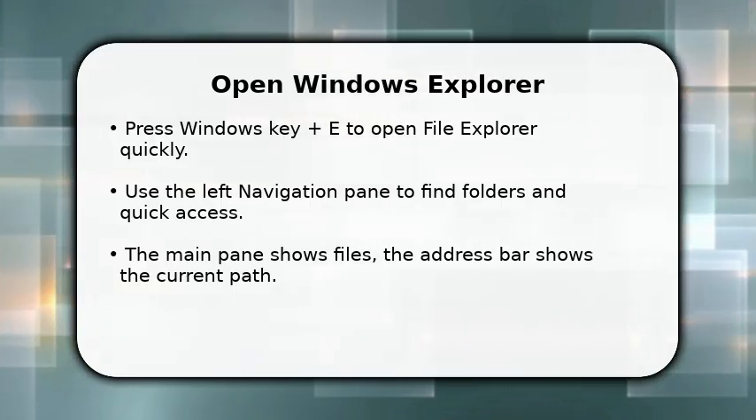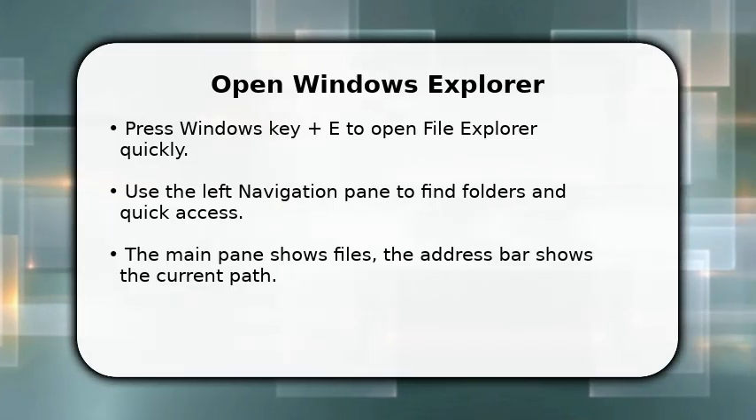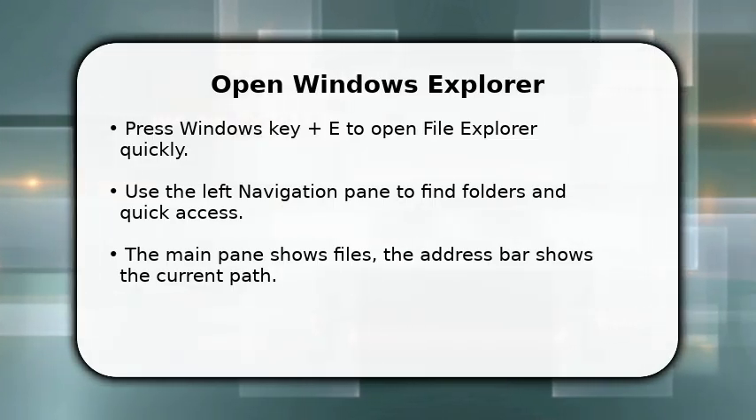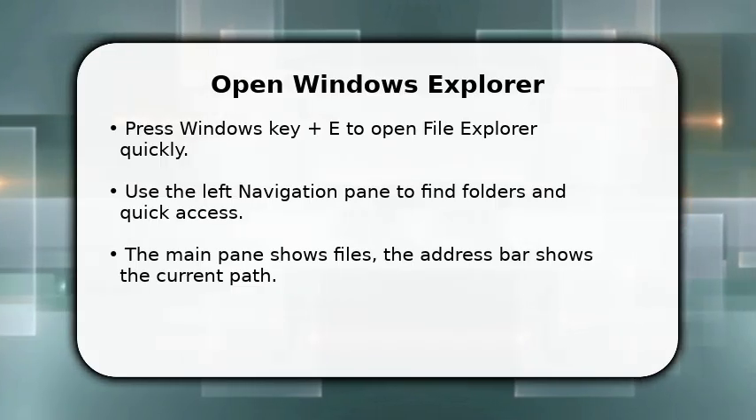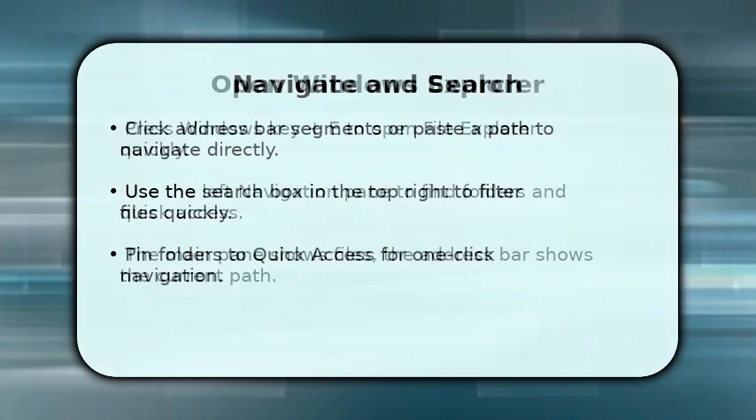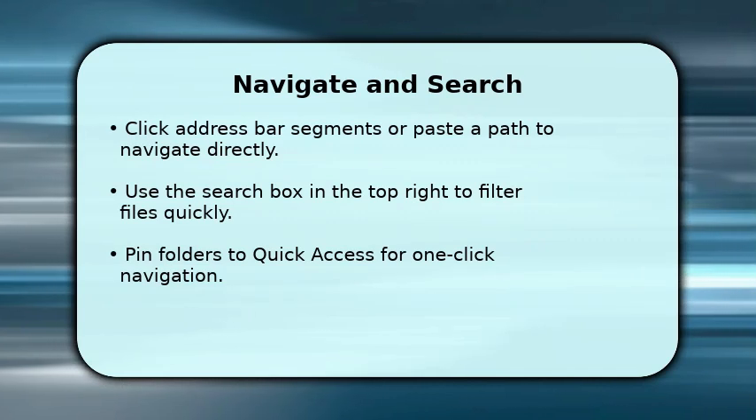The ribbon exposes Home, Share, and View commands for common tasks. The status bar shows file counts and selected sizes when you select items in the main pane. Click any segment in the address bar to jump to that folder quickly. You can also paste a full path and press Enter to open it instantly.